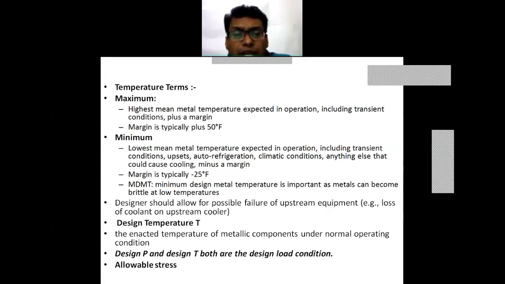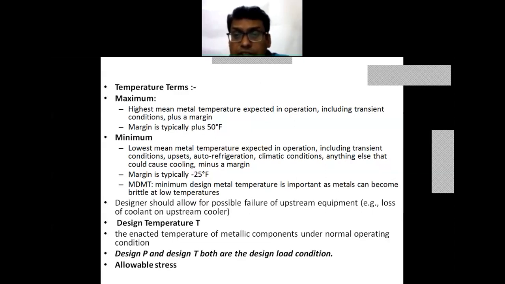Similarly, the temperature terms are also there. The maximum is the highest mean metal temperature expected in operation, including the transient condition, plus a certain margin of say 50 degrees Fahrenheit. Then the minimum temperature, that is the lowest mean metal temperature expected in operation, including the transient condition. Transient condition means at the time of shutdown or certain winter seasons in some cold countries. All these are taken into consideration.